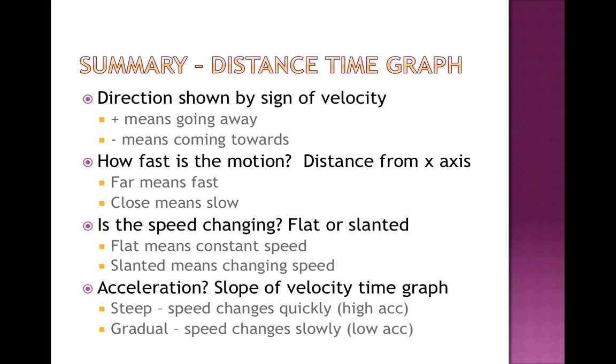Okay, so in review, and this might be something I would put on my index card, the direction is shown by the sign of a velocity. How fast the motion is, is how far the graph is from the x-axis. If the speed is changing, you can tell whether it's flat or slanted. And how quickly it's accelerating is the slope, because the slope of the velocity time graph is acceleration.